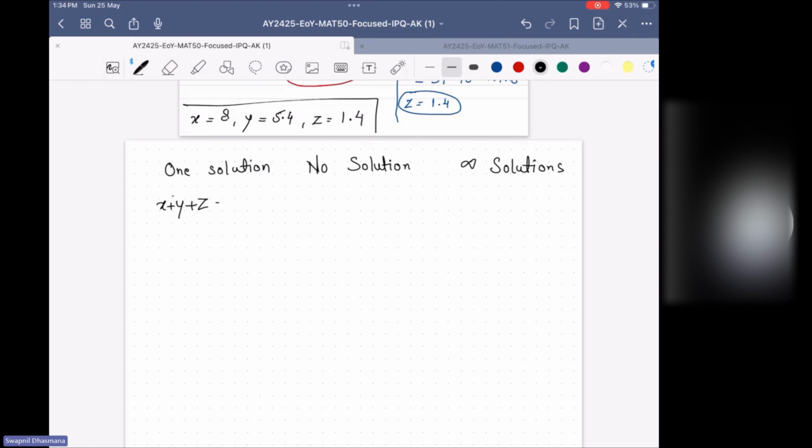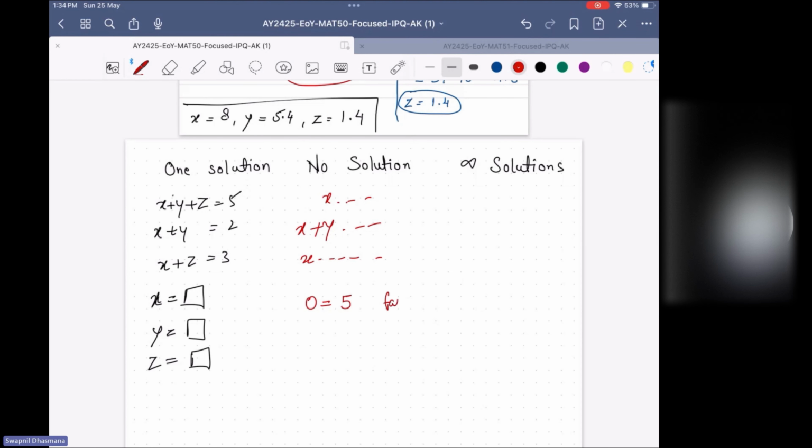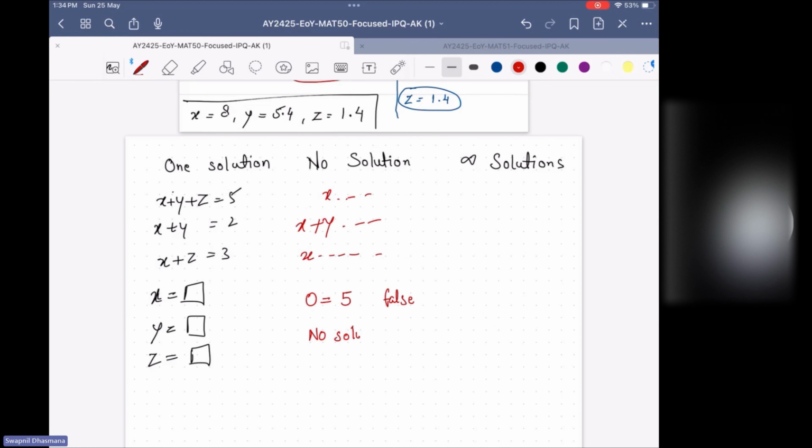One solution: you have any random three equations in three variables, and you get three answers like x equals something, y equals something, and z equals something. That means there is one solution. However, when you talk about no solution, let's say three equations are given to you, and you're getting some false statement like 0 equals 5, which is impossible. So there is no solution. Actually, I should write impossible because 0 is not equal to 5.